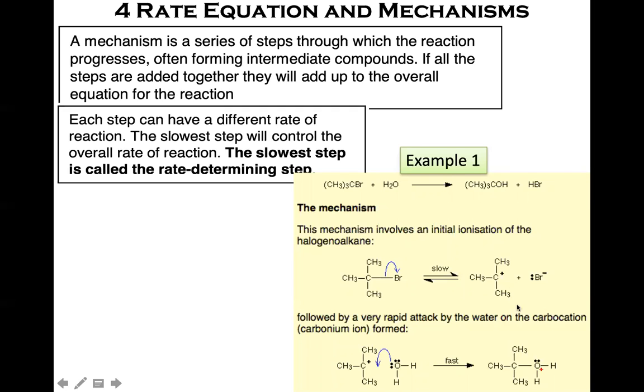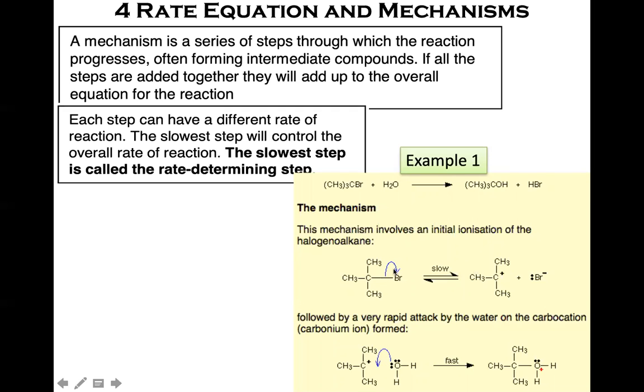This intermediate is also something that you have already known. It's called a carbocation, right? But why do you not see the intermediate in the overall equation? This is because the intermediate is being used up in that reaction, right?